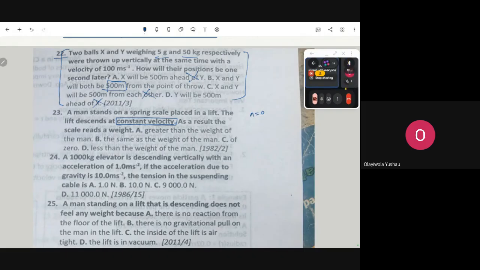Good. Now put that in the formula. Is it going up or coming down? Descending, coming down. So T is equal to M into bracket G minus A. A is already 0 from the words constant velocity. So T is equal to M into G minus 0, so T is equal to Mg. As a result, the scale is going to read a weight that is the same as the weight of the man, because this mg is the weight of the man. You get it?